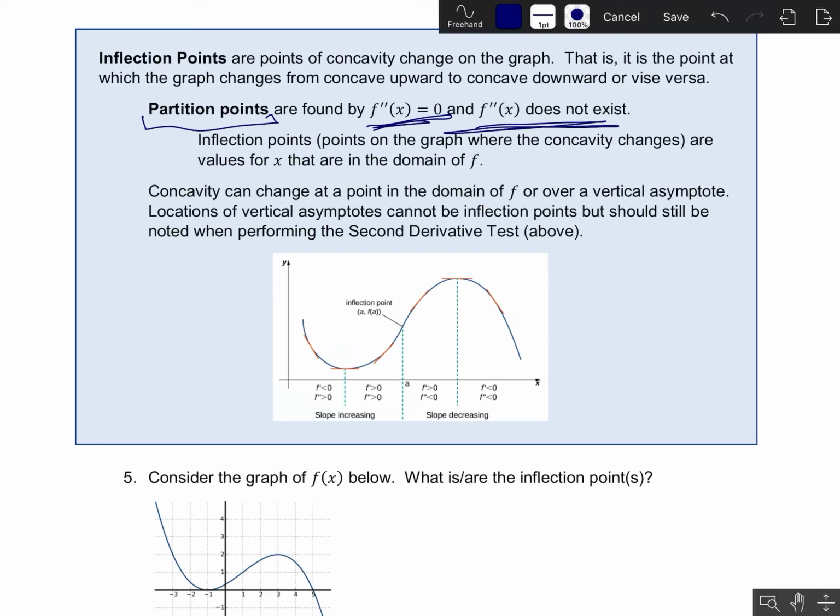An inflection point is a place where the second derivative actually changes sign, just like a local min or a local max are places where the first derivative actually changes sign.